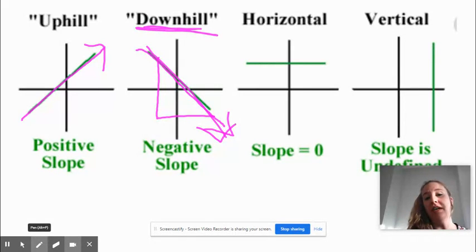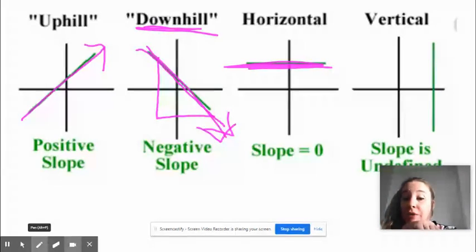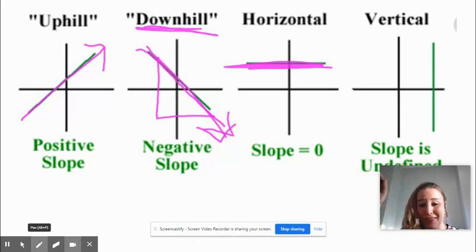Now, when it's horizontal, you have a slope of 0, right? Because what would be your rise? Well, there is no rise. So it doesn't matter what your run is. Your rise is 0. Nothing's happening, right? So think about ski slopes. If I told you I went skiing and there were no slopes, you would picture flat land.